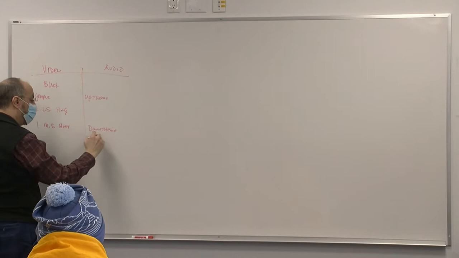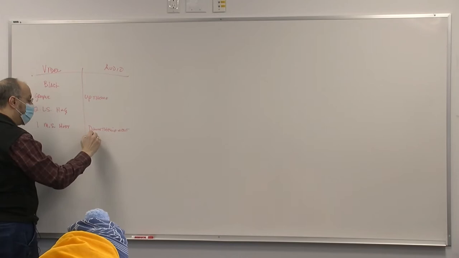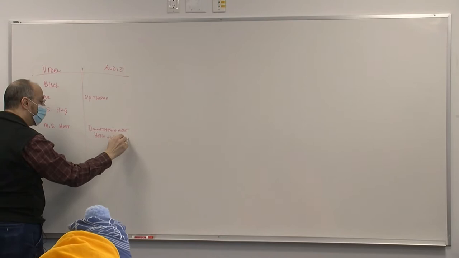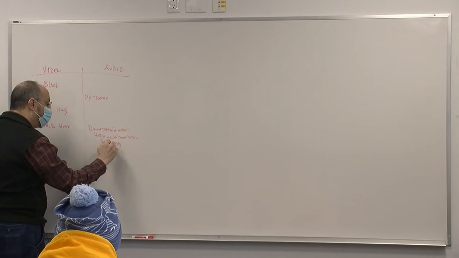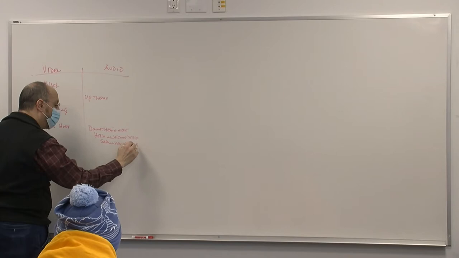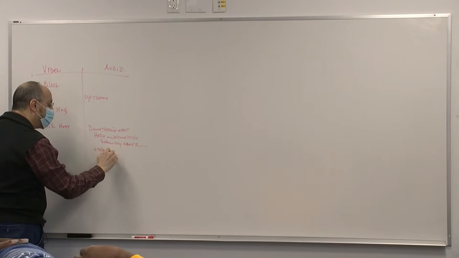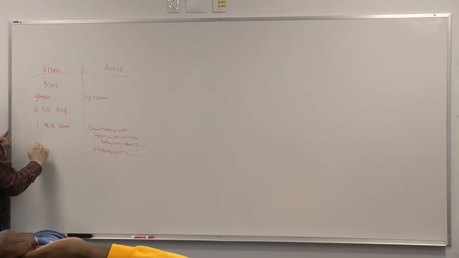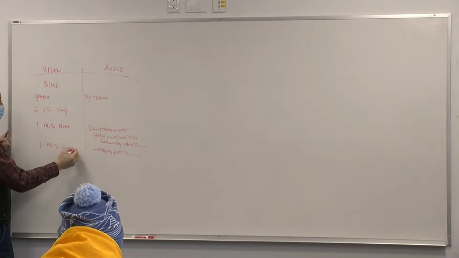Mic and cue talent, down and out. And the host says hello and welcome to the show. My name is, and today my guest is, and the guest's name. And when you say the guest's name, you get a one medium shot of the guest. That's the basic opening for the show.